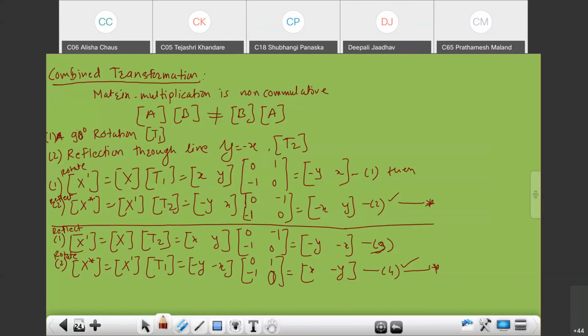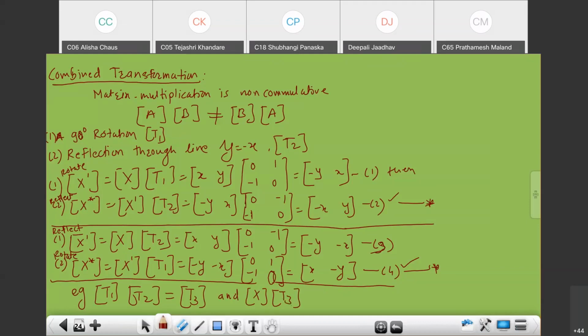For example, here are the two transformations we are going to perform on this vector xy. First is the rotation and then reflection. So T1 and T2 we combine together and generate a new transformation T3, and then multiply it with the x, which results in x star.